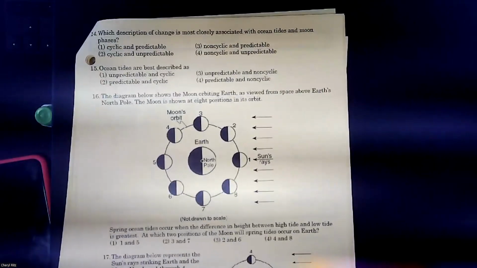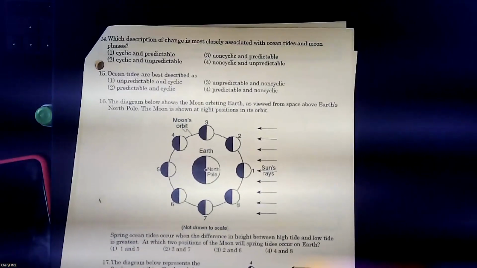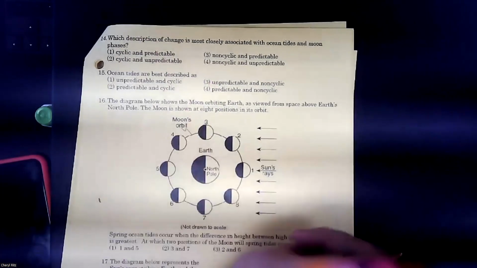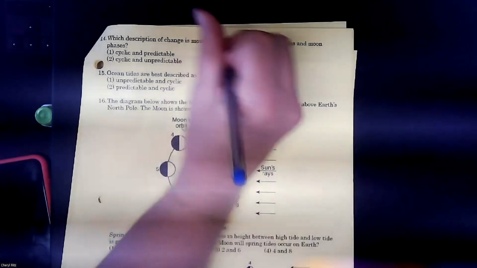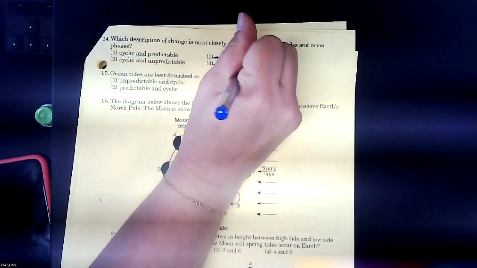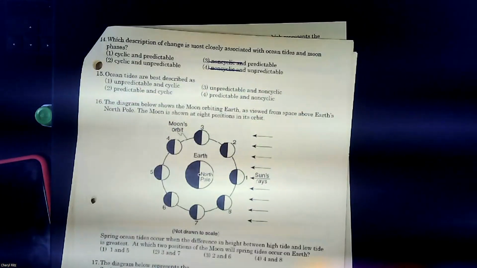On the next page, so tides and moon phases. This is good review of chapter 1. Are they cyclic or non-cyclic? Yeah, they happen in a cycle. Cyclic, yeah.